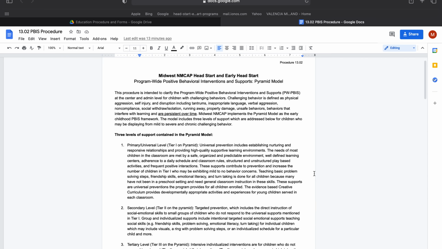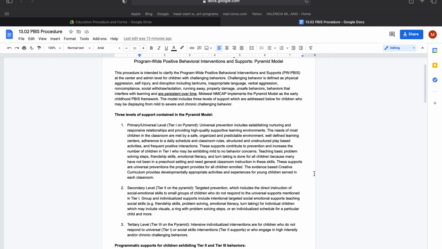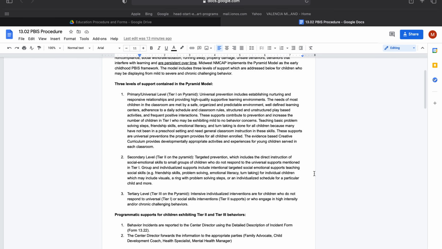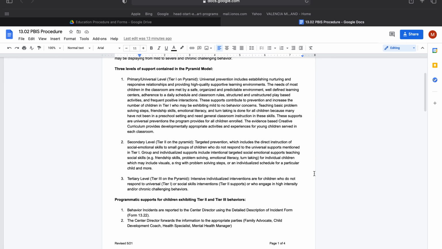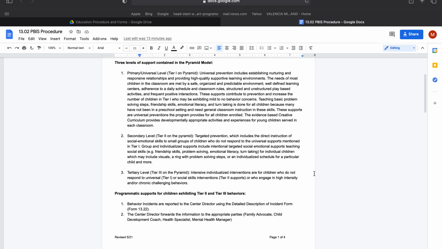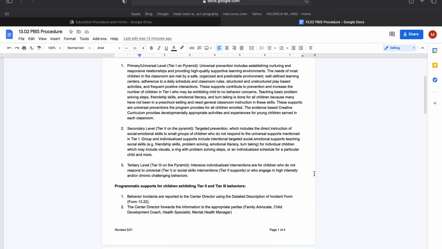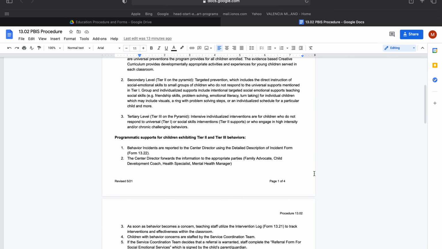And this procedure really clarifies what our agency process is for PBIS, and what exactly is first identified as challenging behavior. How is that defined? And what is our process for responding to that behavior? The first section of this procedure goes through the 3 levels, or 3 tiers, of the pyramid model that we just discussed.